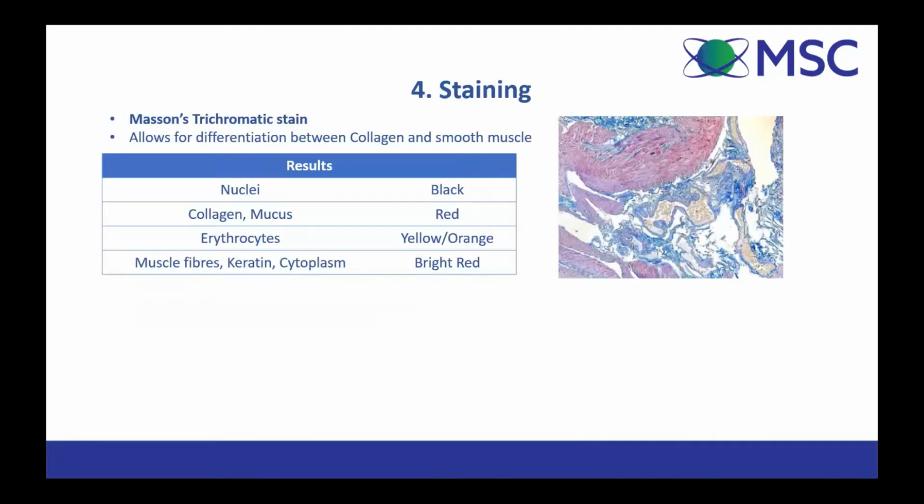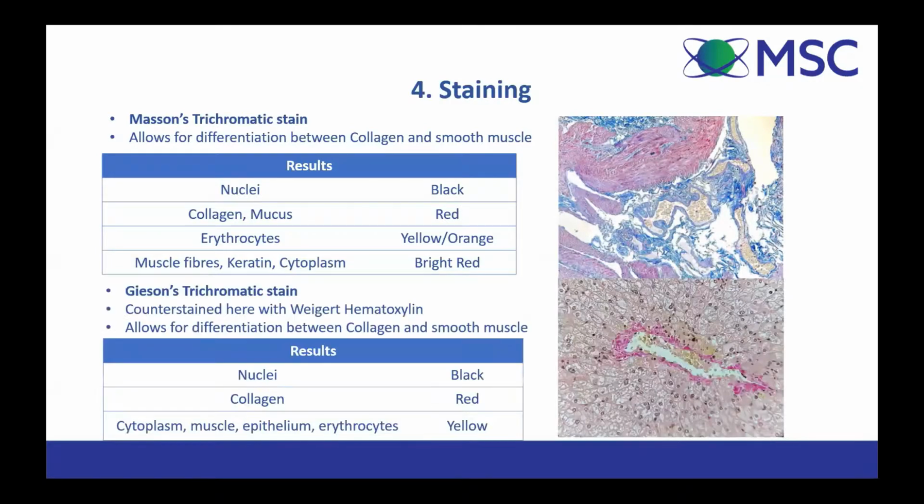Next, we're going to look at Masson's trichrome stain. Actually, this stain and the next stain, Gieson's trichrome stain, stain very similar things, but with a slight difference. This is what I was saying earlier on, that while they appear to stain the same things, they can be slightly different. Both are for the differentiation between collagen and smooth muscle. You can see in the Masson's and the Gieson's that both the nuclei and the collagen are similar colors. The nuclei are black, collagen is red.